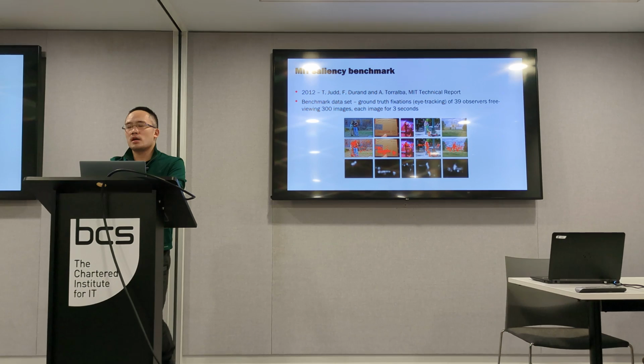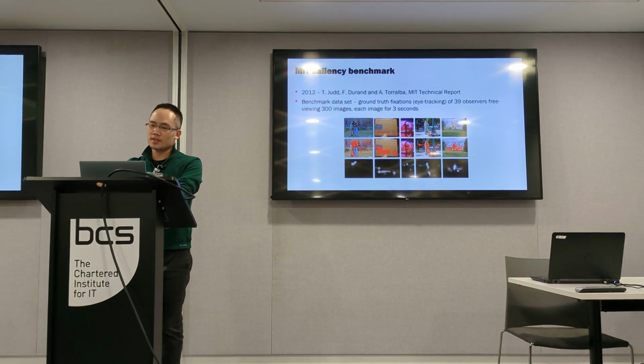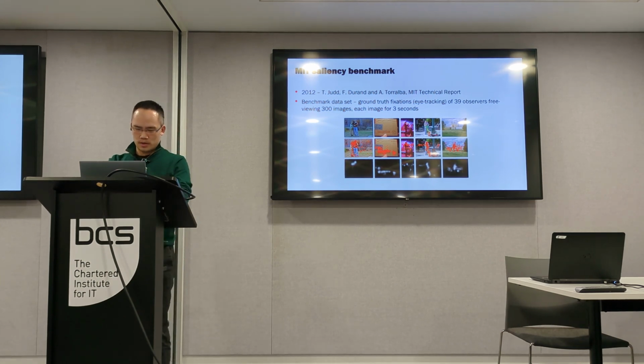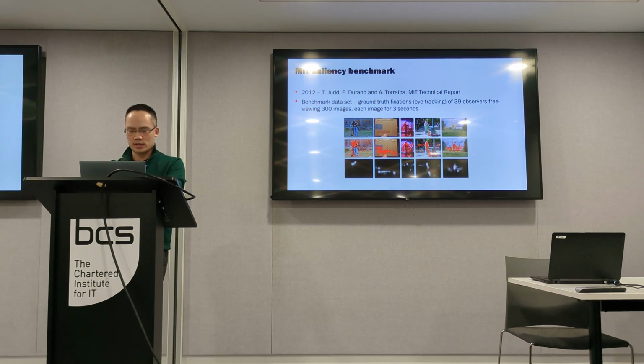So actually, the research developed significantly, especially after 2012, when MIT published the benchmark data set. So as you can see from that graph, right, MIT collected 300 images, and for each image, they asked people to basically look at each of these images freely, and they collected the fixations and generated the salience maps. Right. So based on that benchmark, people in the computer vision area started to develop salience models, and the good news is people can compare their salience models.